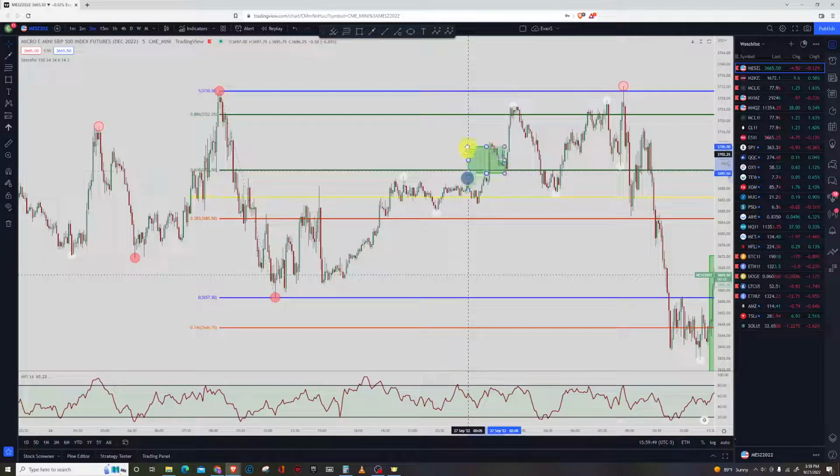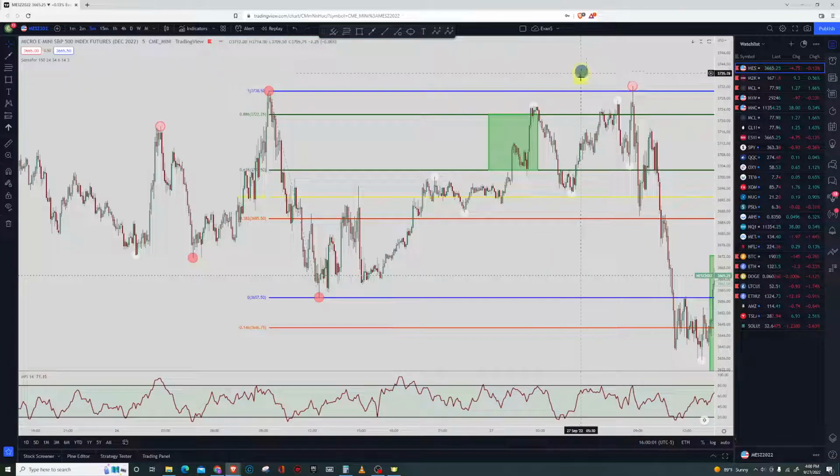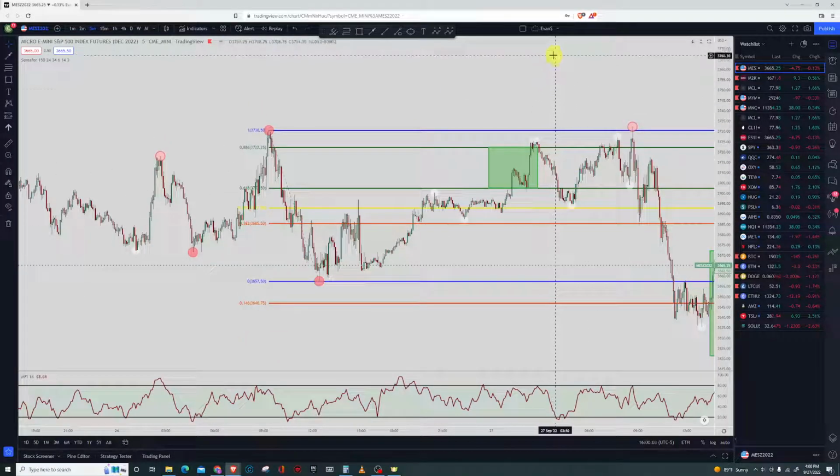So what we do is the third entry is up here at the 88.6 Fibonacci retracement level. So when price hits that, the exit moves down to the 61.8% level, and that's the final exit. If price continues to move off against me, then I don't worry about it. I just leave my exit right there.